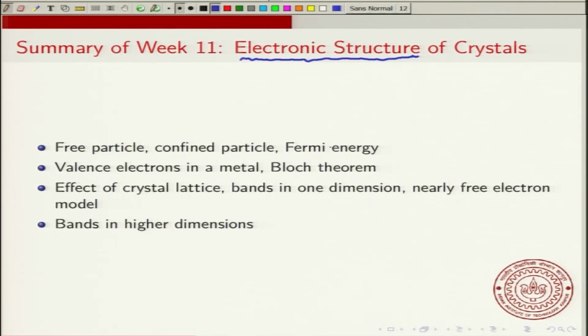And then we looked at valence electrons in a metal, and we described the behavior of valence electrons using Bloch theorem and Bloch equations, and we saw the effect of the crystal lattice. We studied how this leads to bands in one dimension. And then we saw the nearly free electron model, which allows us to see the concept of a band gap, and then we briefly looked at bands in higher dimensions.